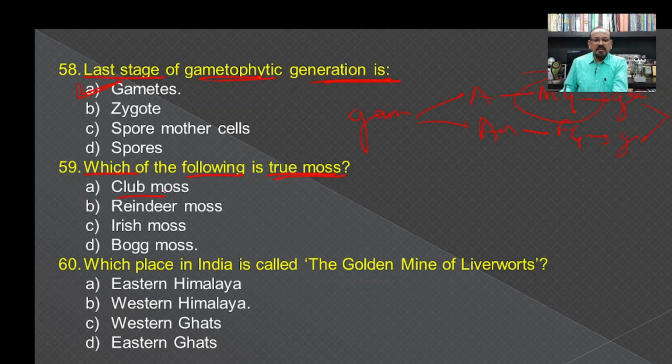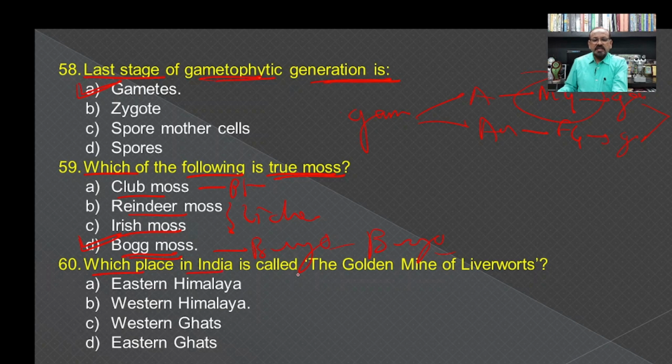Then which of the following is a true moss? Number 1, the club moss is a pteridophyte. Then reindeer moss and Irish moss, these are lichens, and the bog moss is a Bryopsida. It means that it is a Bryophyta, and hence D will be the correct answer, that is it is a true moss, means it is a bryophyte which comes under the Bryopsida.